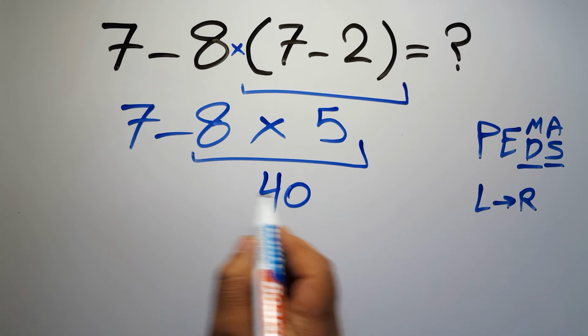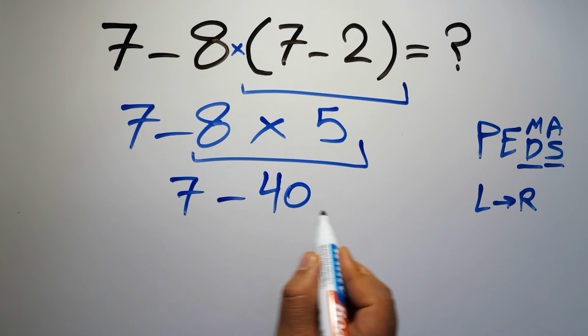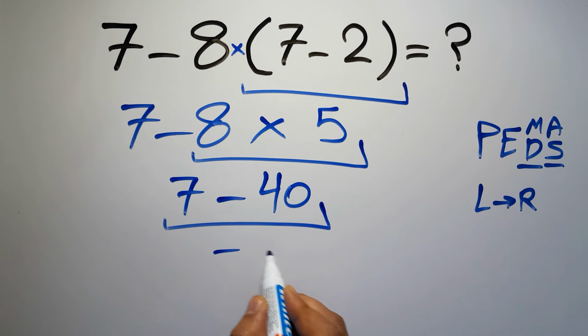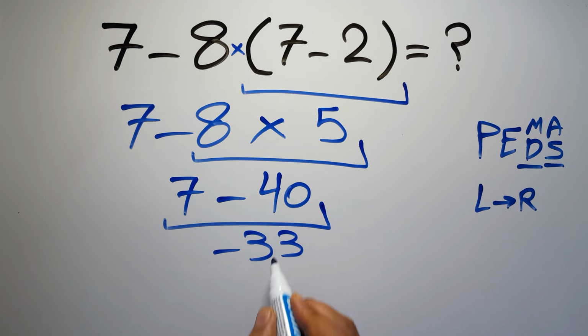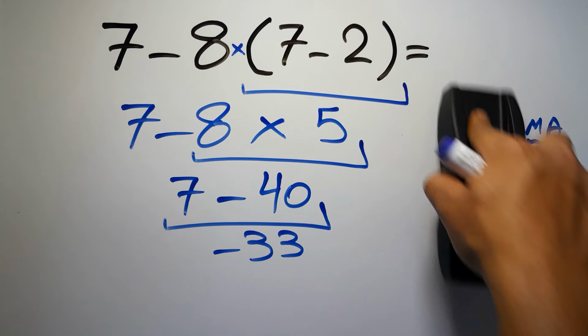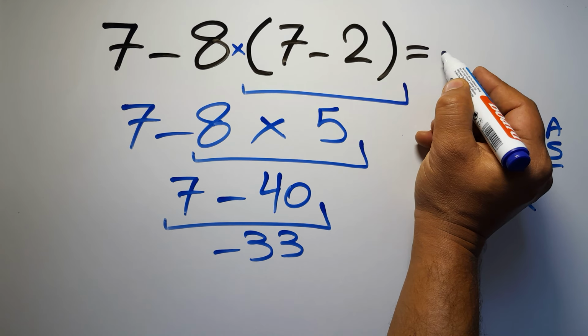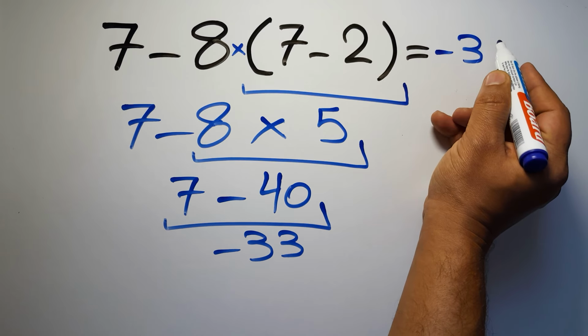So 7 minus 40, which equals -33. And this is our final answer to this problem. The correct answer is -33.